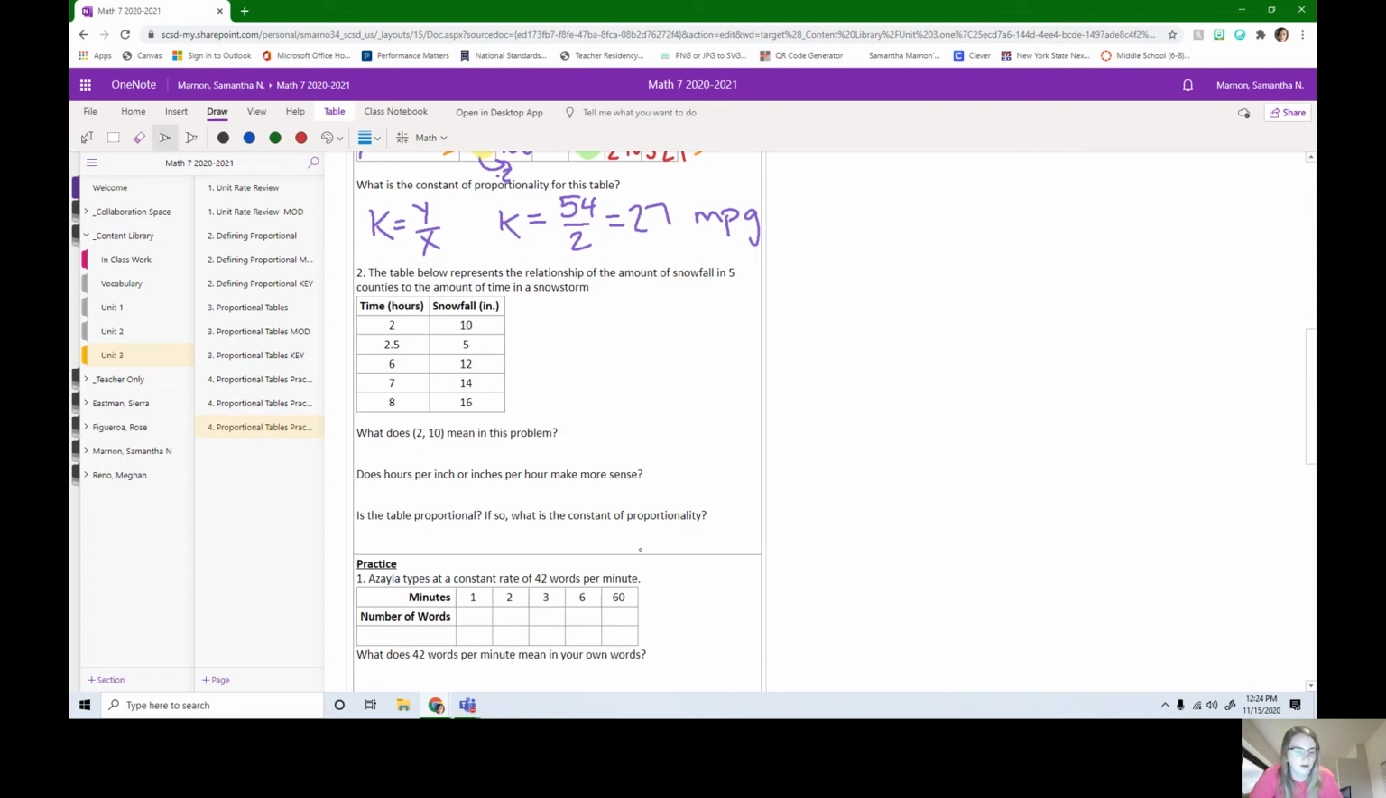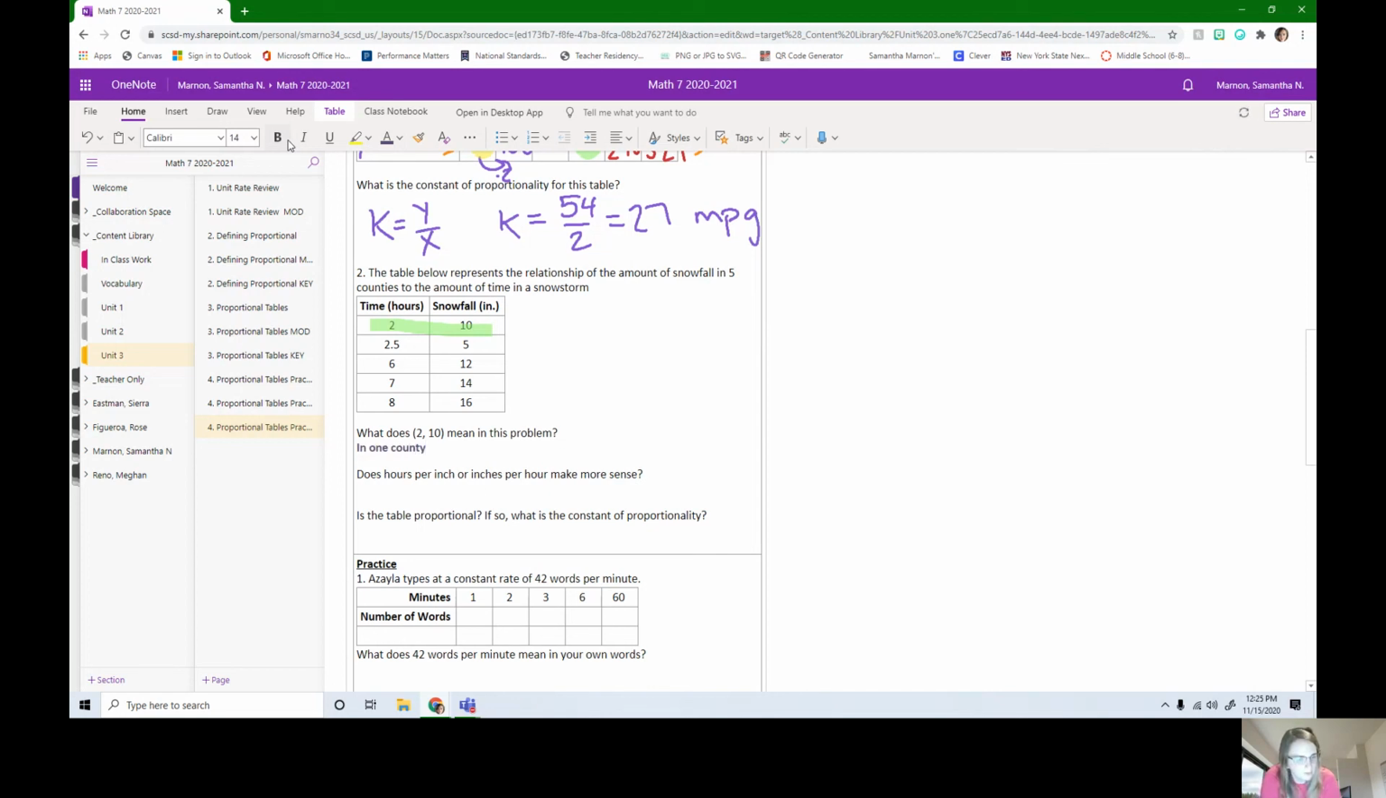Okay, so you should have solved all 3 questions, and now we're going to go over it to make sure your answers are right. So the first question is, what does 2, 10 mean in this problem? So they're talking about this row right here. So what does it mean in this problem? Well, it means in one county, right? Because each row represents a county.